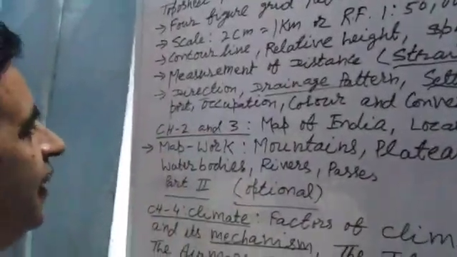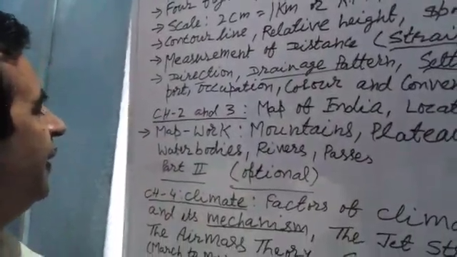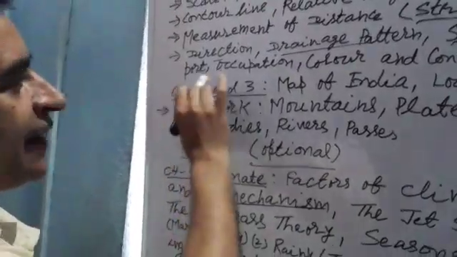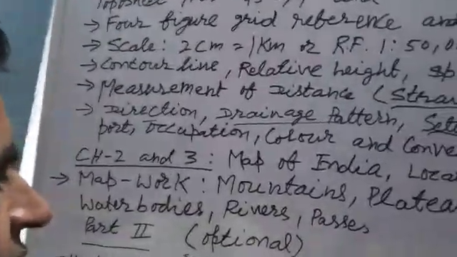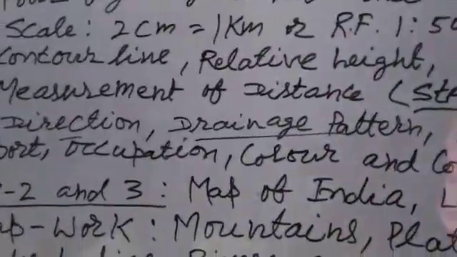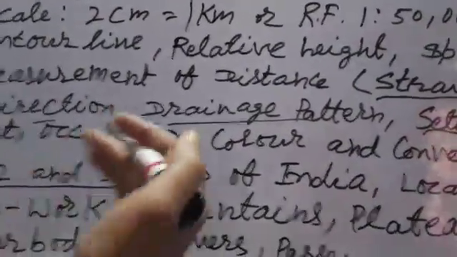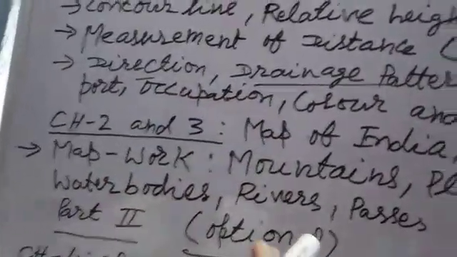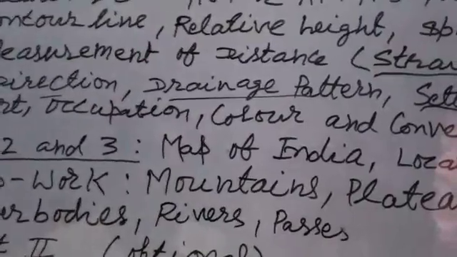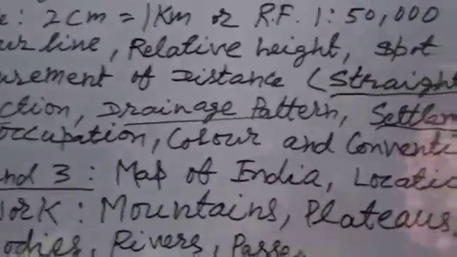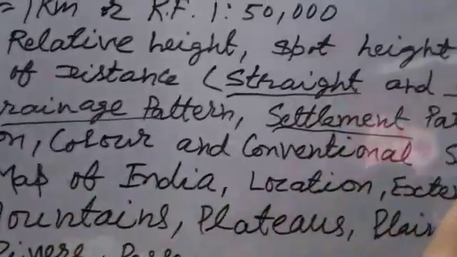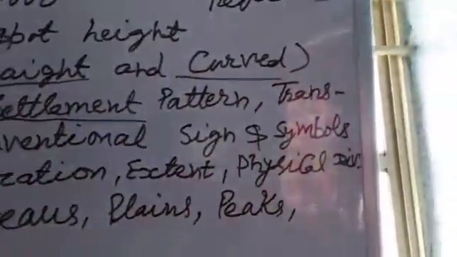Transport: metal road, cart track and pack track. Occupation, in the lowland and hilly areas: lowland and plain areas are farming. Hilly areas and forest areas are animal rearing and forestry. Color and conventional signs and symbols with the help of interpretation of topographical map.